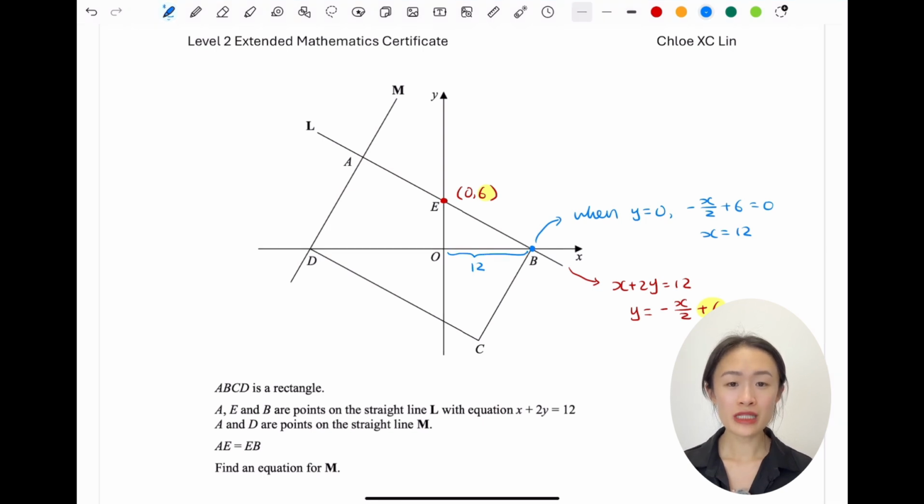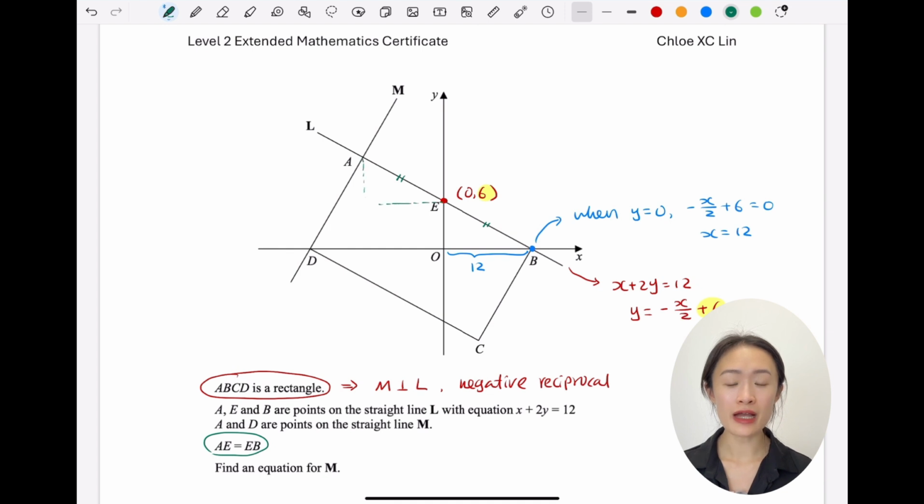We are also told that AE equals BE. So that means to go from E to A, I have to go across by 12 units and up by 6 units. Now from here, we can see that the coordinates of A is (-12, 12).